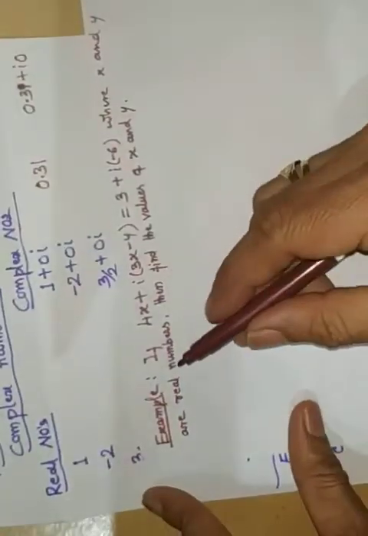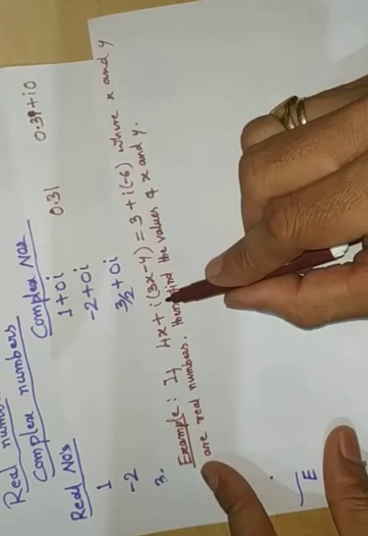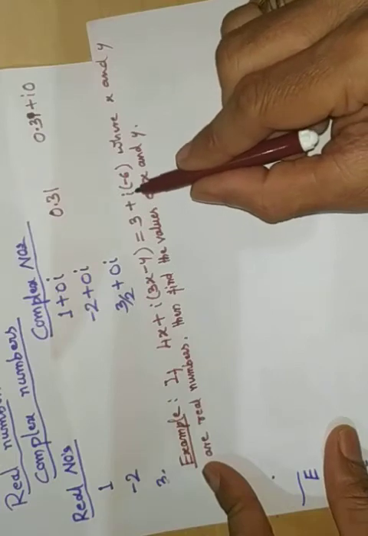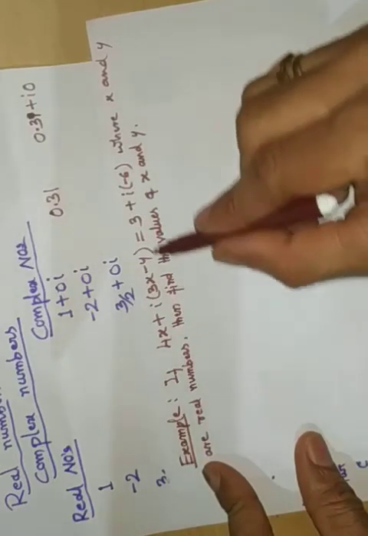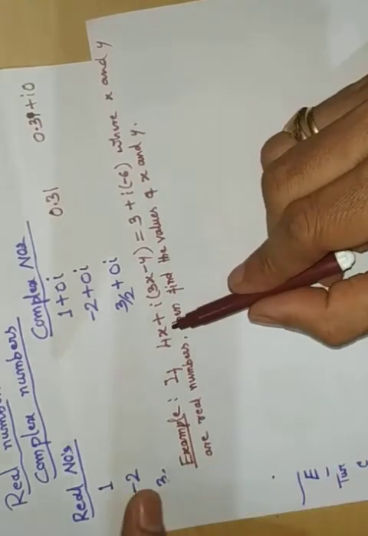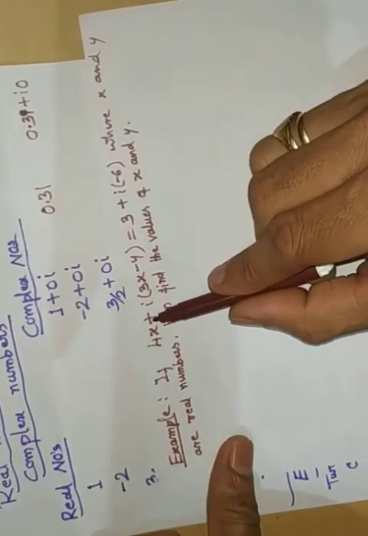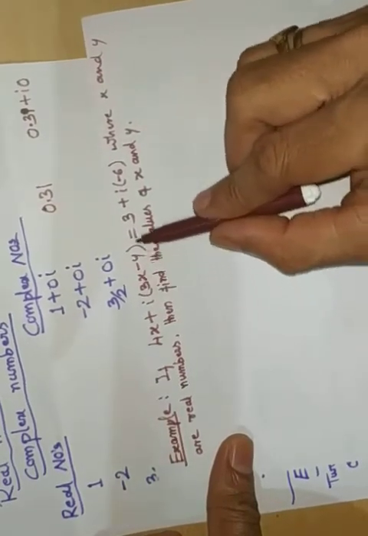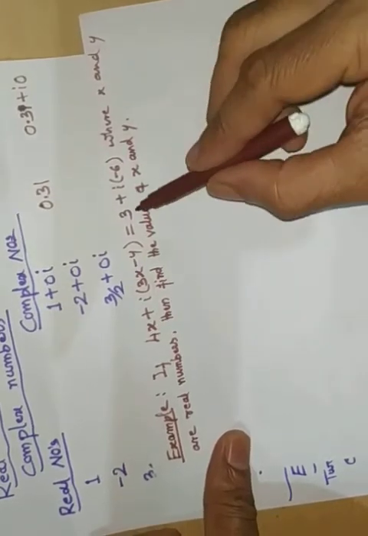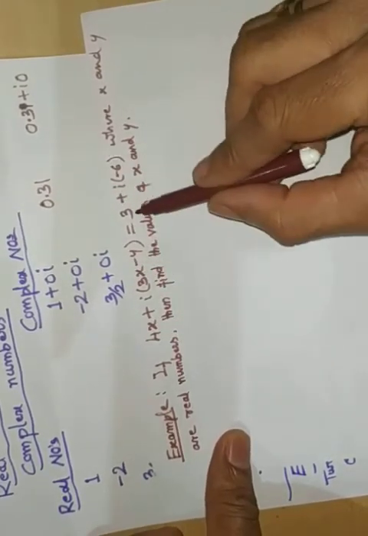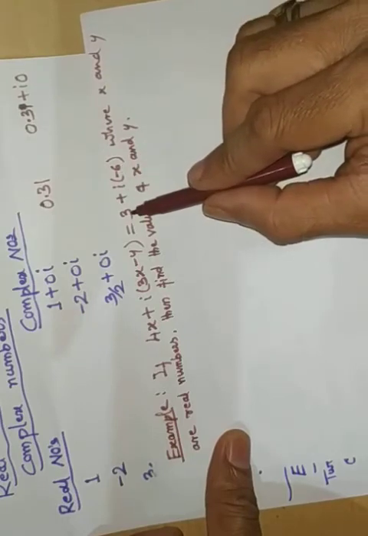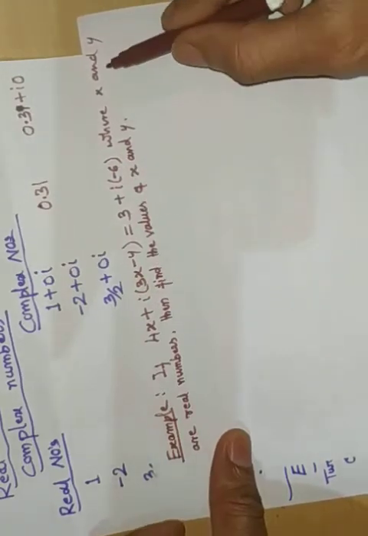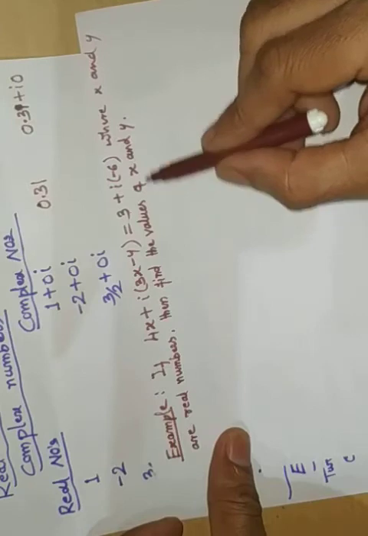On the basis of this, we will do a small example. If one complex number 4x plus i into bracket 3x minus y is equal to another complex number 3 plus i into minus 6. Observe this: it is in the a plus ib form. 4x is a, and 3x minus y is b. And this complex number is equal to another complex number in a plus ib form, where 3 is a and minus 6 is b. When these two complex numbers are equal, where x and y are real numbers, find the values of x and y.